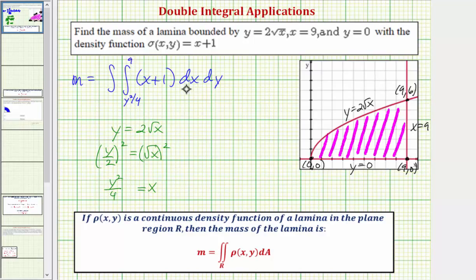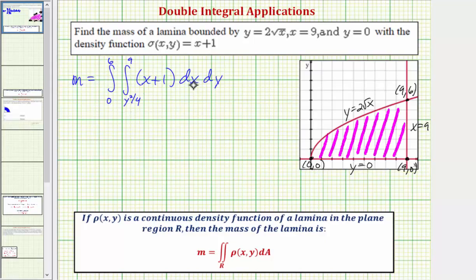Now with respect to y, because we already have the area bounded to the left and right, for y we integrate from 0 all the way up to this high point where y equals 6. So limits of integration with respect to y would be from 0 to 6.